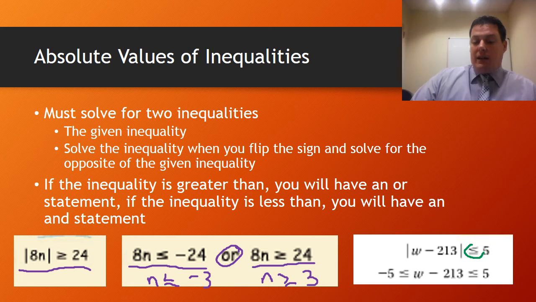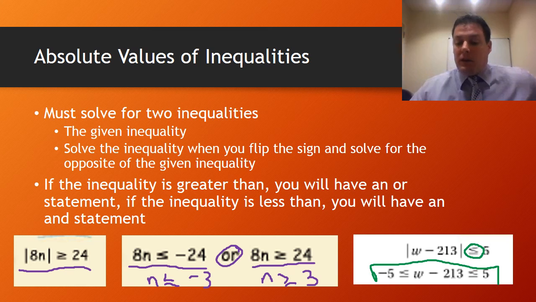When we have a less than or equal to sign after the absolute value, we're going to get a compound inequality. With that, we would want to set it up as the original statement, which is w minus 213 is less than or equal to 5. And then we want to flip the sign and change the sign for the second one. Our other equation here would be w minus 213 is greater than or equal to negative 5. Flip the sign, change the sign, and then we would solve for that.